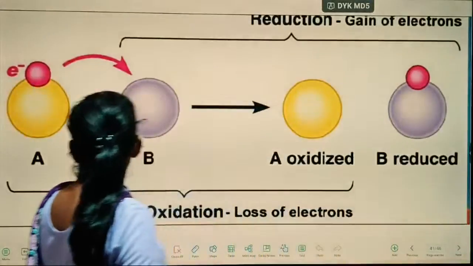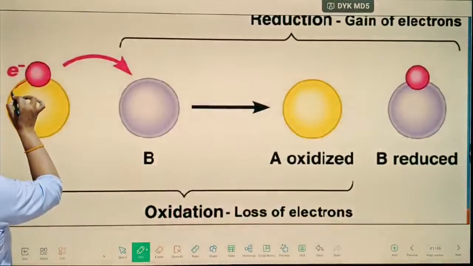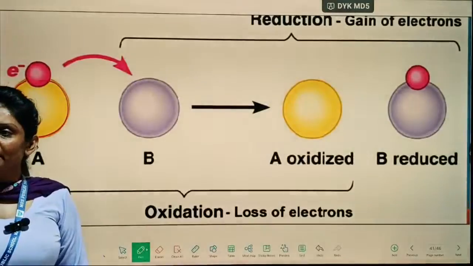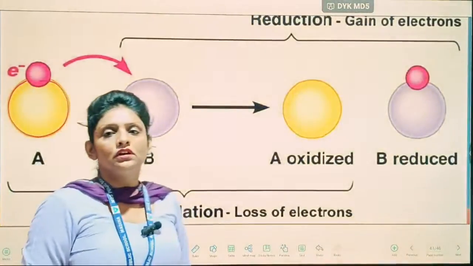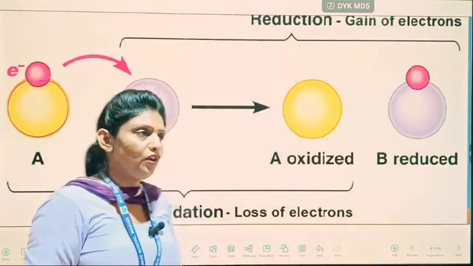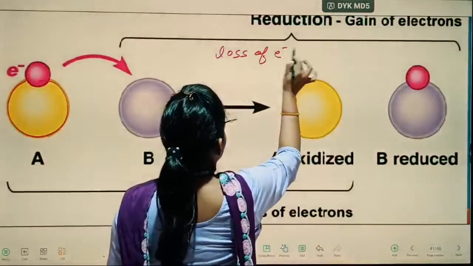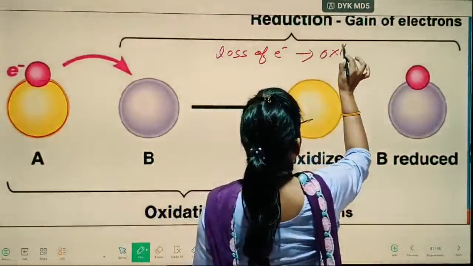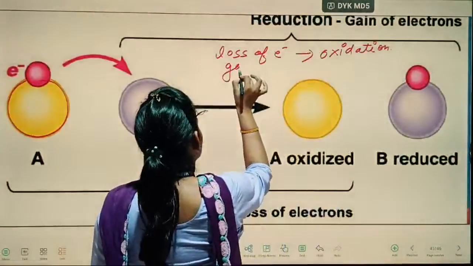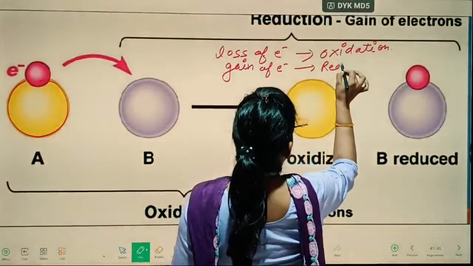Yes, students. So you can understand from here also. Here you can see one more term. In terms of the electrons, how can you distinguish the process oxidation and reduction? If loss of electron takes place, then that process is oxidation. And students, if gain of electron takes place, then it is reduction.